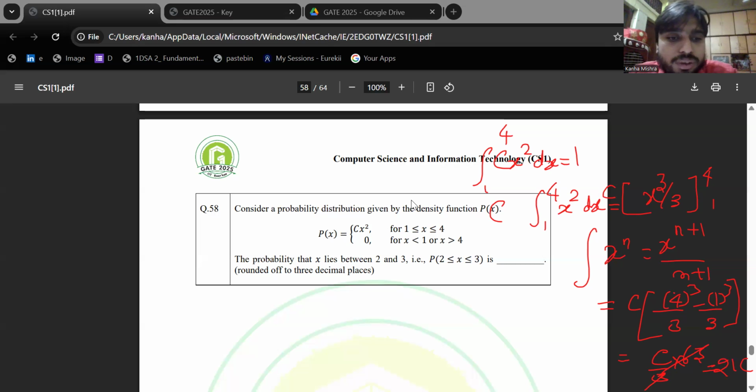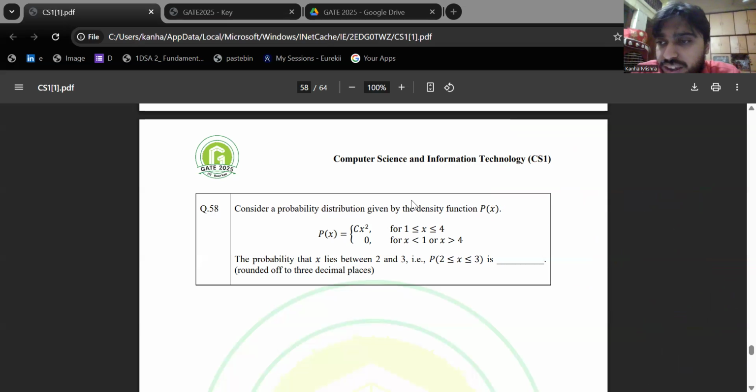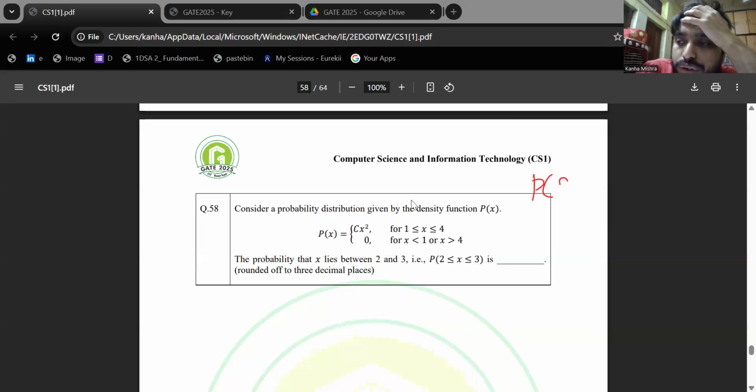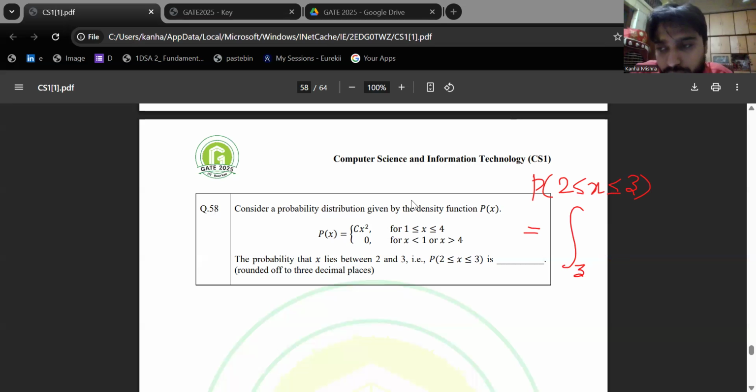So we figured out this much. Whatever the integral on the left side is, it is equal to 1. So 21c is equal to 1 and c is equal to 1 upon 21. So the value of the constant is known now. Let's now find the probability. P of 2 less than or equal to x less than or equal to 3 is the integral from 2 to 3.